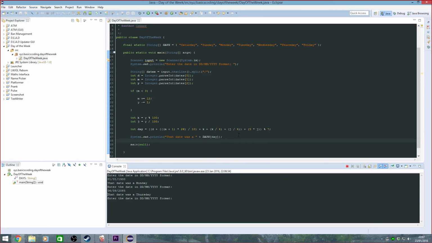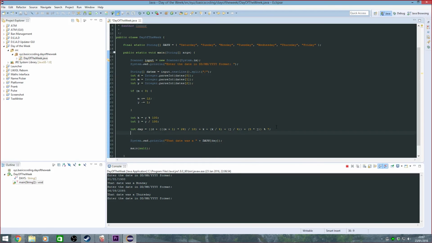Oh, and one more thing. You want to go input.close just to avoid memory leaks.